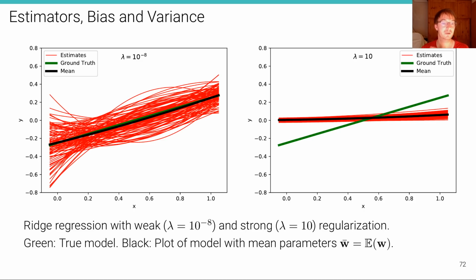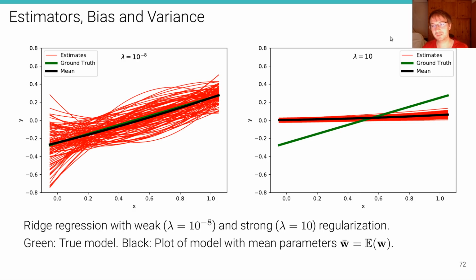Each red line denotes one estimate to one particular triplet of points, one particular data set that we have drawn from the data distribution. And so this is what happens if we choose a ridge regression point estimator with a small regularization weight. With a small regularization weight, we have large variance, so all of these curves are very different. But if we take the mean, this is in black here, the mean of the parameters is simply the mean over these estimated parameters W. We see that the mean model is actually quite a good fit to the ground truth.